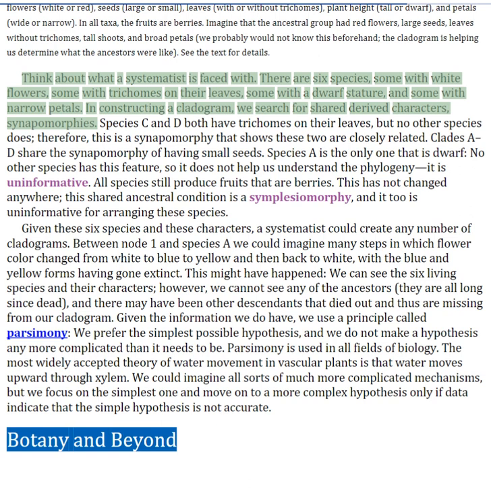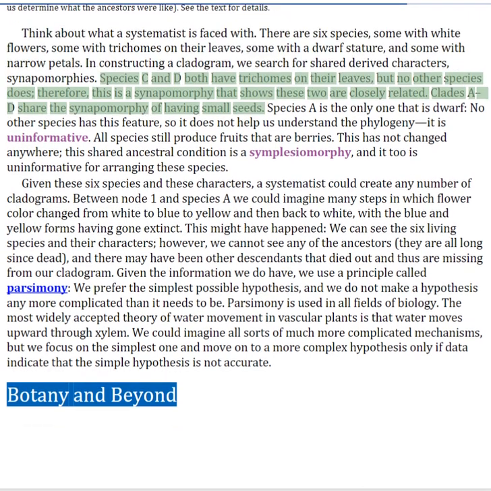Think about what a systematist is faced with. There are 6 species, some with white flowers, some with trichomes on their leaves, some with a dwarf stature, and some with narrow petals. In constructing a cladogram, we search for shared derived characters, synapomorphies. Species B and C both have trichomes on their leaves, but no other species does. Therefore, this is a synapomorphy that shows these two are closely related. Species A and D share the synapomorphy of having small seeds.